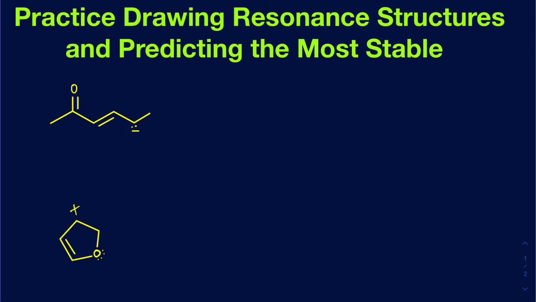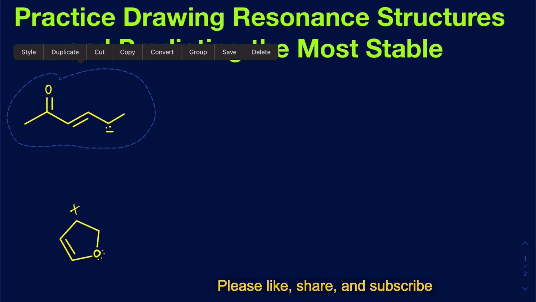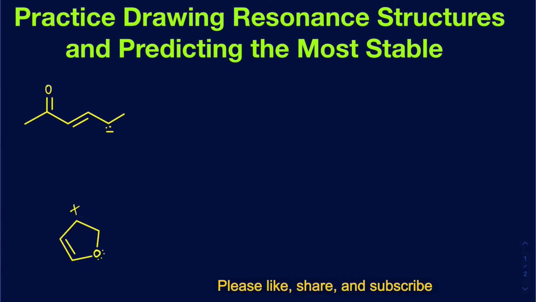Hello everyone, in this video I'm going to be talking about how to do the resonance structures, and we're also going to be predicting the most stable resonance structures among all the resonance structures you draw. Just go ahead and jump into it. We're going to look at the very first molecule. Always look at what particular type of resonance structures you can have on the molecule.